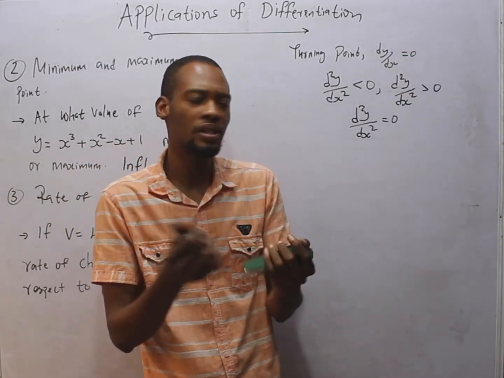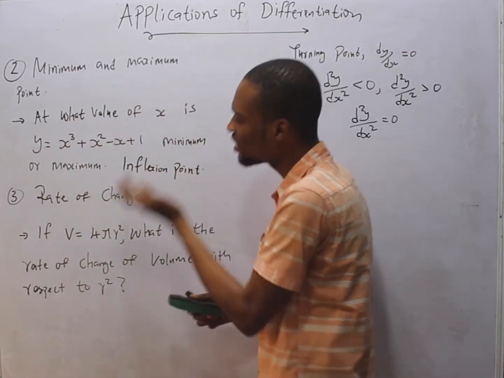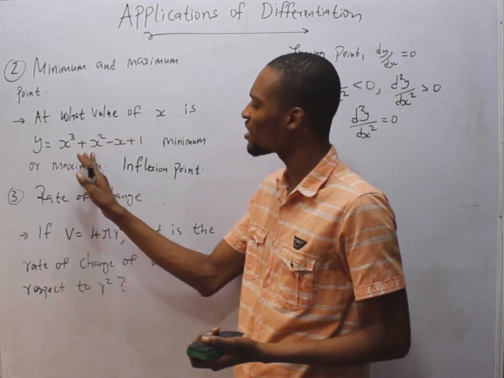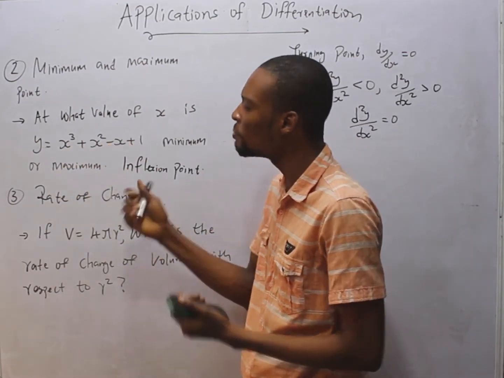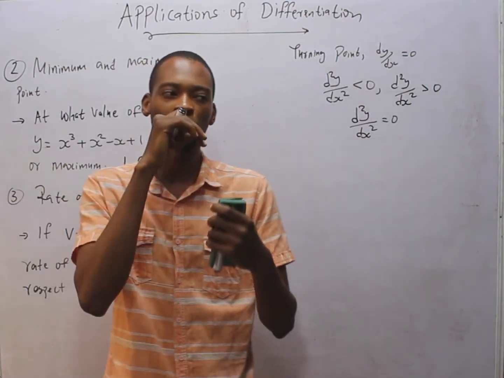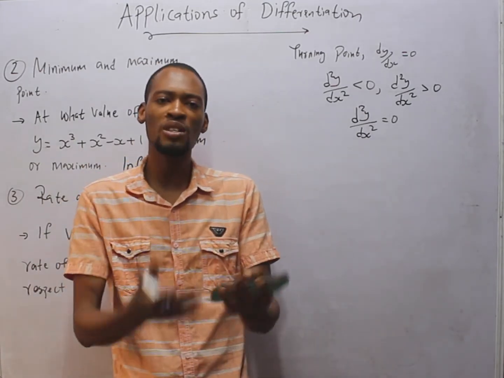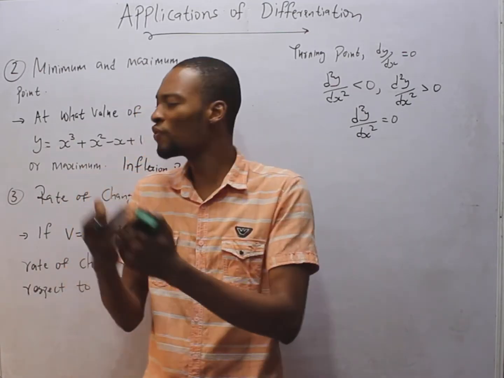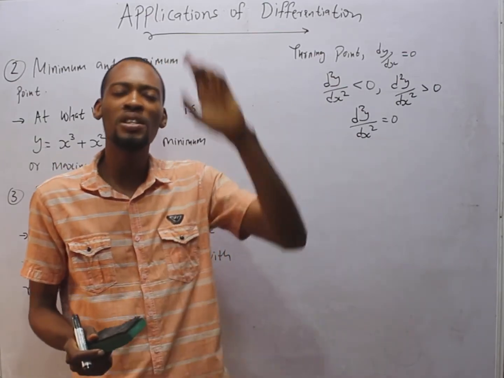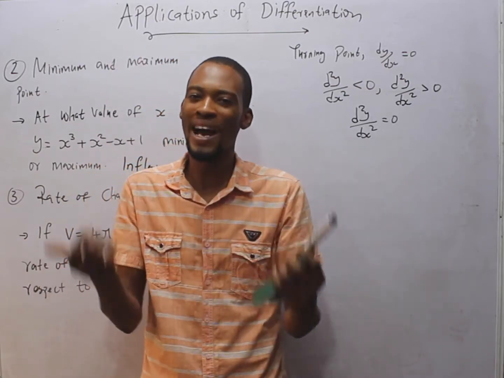That is turning point. Looking at this question, it says at what value of x is y equals x raised to the power of 3 plus x squared minus x plus 1 minimum or maximum. So what is the maximum or minimum point? When you are given questions like this, whether you are asked to look for the maximum point, the minimum point, or the inflection point, these are the steps you must follow. First, find the turning point, which is dy/dx.